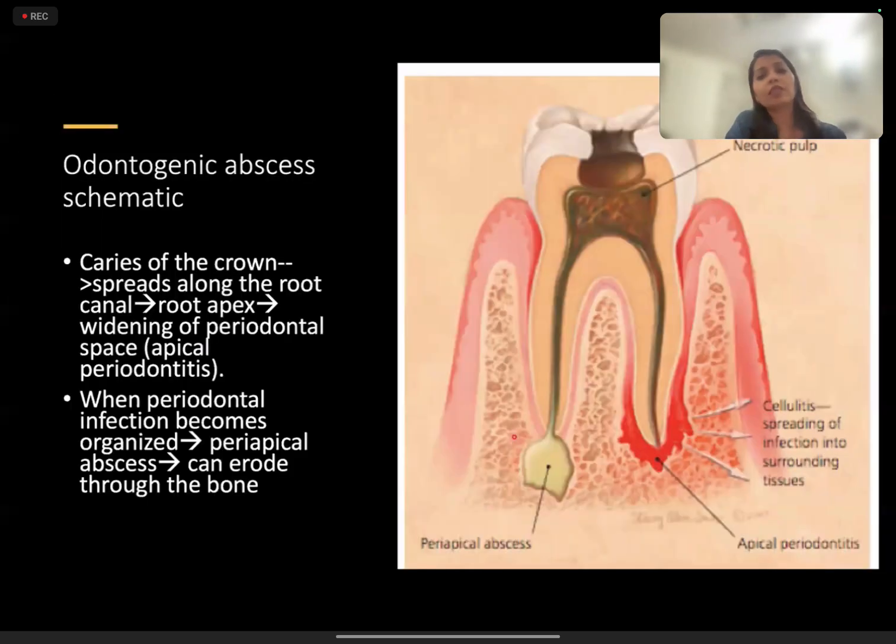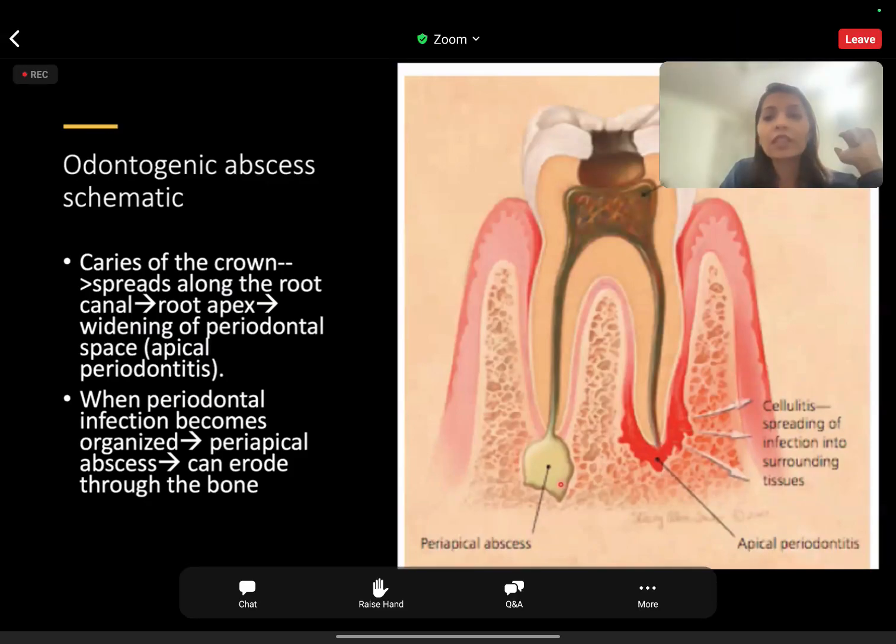So odontogenic abscess, it all starts with the caries of the crown, and that's why it's really important to brush your teeth twice a day and floss your teeth. I'm not a dentist, but let's follow the sayings of the dentist for this presentation. So it all starts with the caries of the crown. Then the infection travels along the root canal, goes down into the apex. And if the infection is limited to the periodontal ligament, it will lead to apical periodontitis. However, if the infection becomes organized, it will lead to collection of pus, and that's when it's called a periapical abscess. And when the periapical abscess erodes through the bone, this is when it's called an odontogenic abscess.